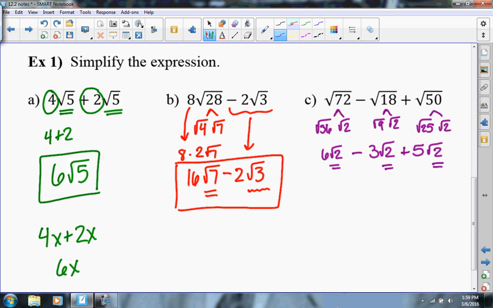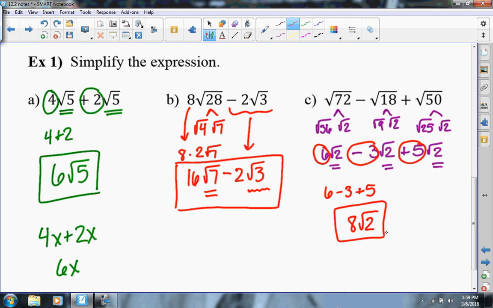So now I'll be able to add or subtract those coefficients in the front. So the 6 and the negative 3 and the plus 5. That's what I'm going to be adding and subtracting together. So 6 minus 3 is 3, plus 5 is 8. So I really get 8 square root 2's. That's how many square root 2's I have altogether. And that's ideally what we want to happen. We want to be able to break down our non-perfect squares, so that way we have like radicals, and then we can combine our like terms together.